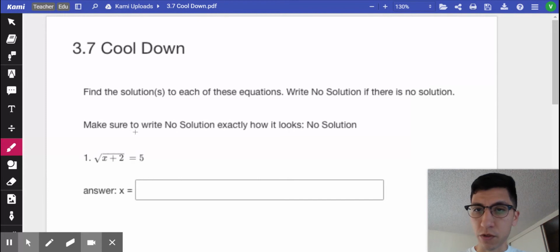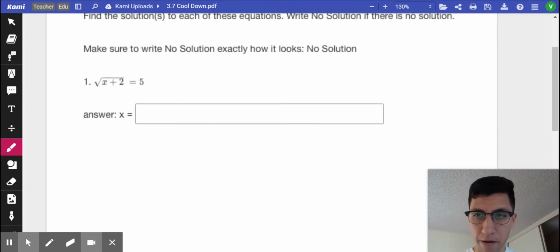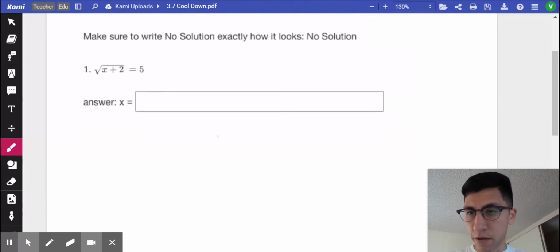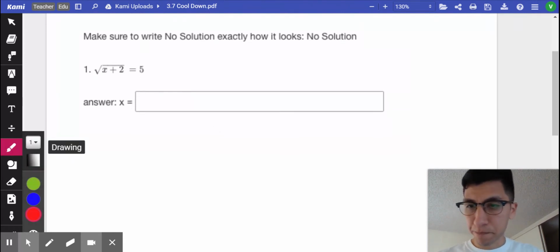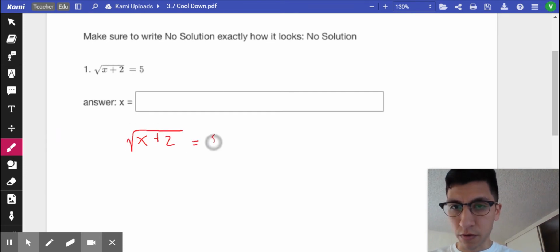So we're supposed to find the solutions to each of the radical equations, and if there is no solution, write no solution. So the first equation was principal square root of x plus 2 equals 5. So the first step here, let me rewrite this equation down here. Square root of x plus 2 equals 5.